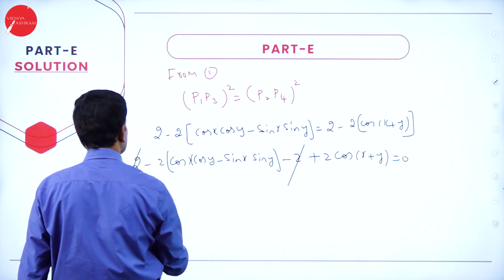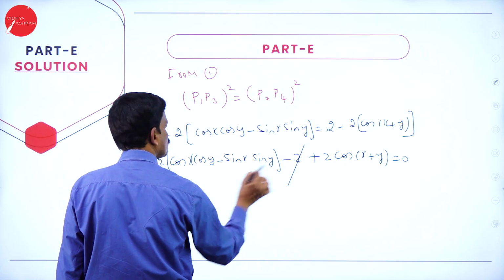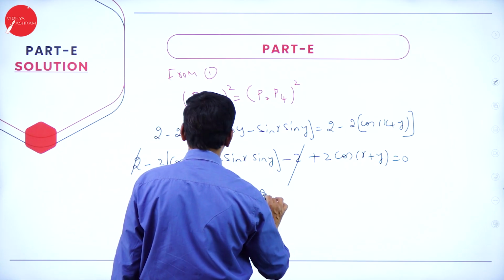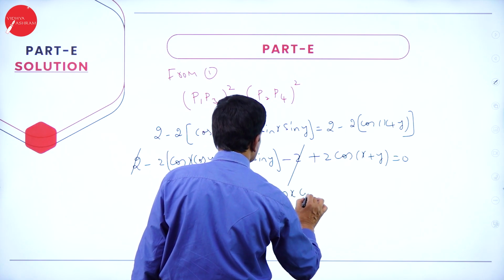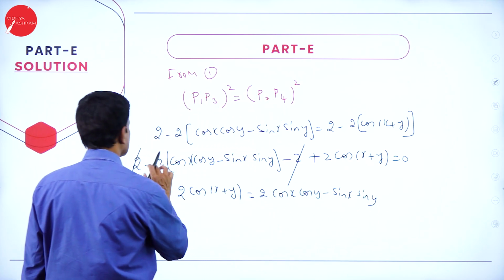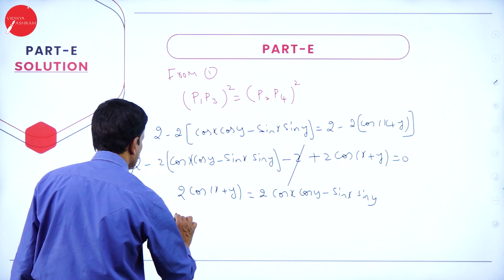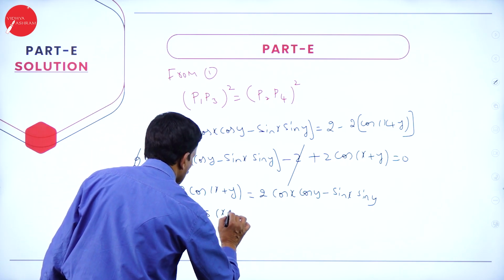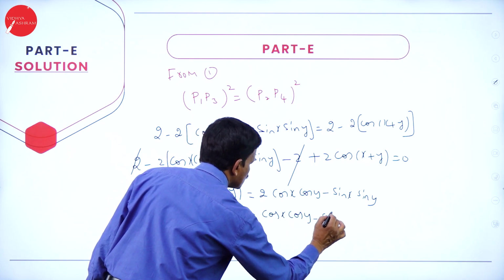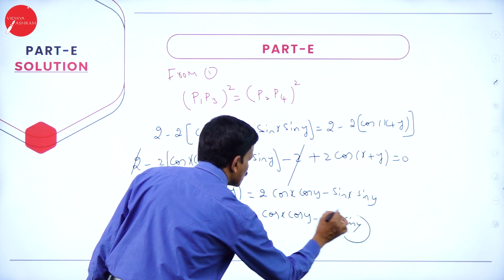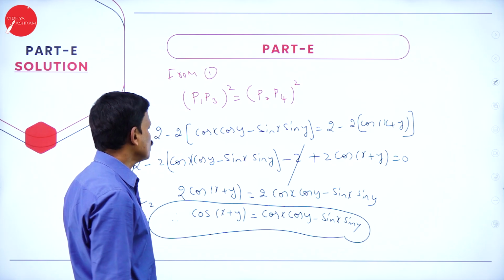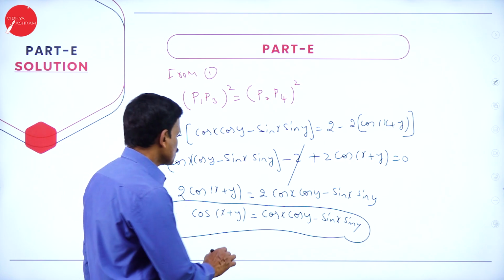So minus 2 plus 2 gets cancelled. What we have? 2 times cos (x plus y) is equal to, transfer this, minus becomes plus, 2 times (cos x cos y minus sin x sin y). Just this sign will change. So 2 gets cancelled, divide by 2. Therefore we can write cos of (x plus y) is equal to cos x cos y minus sin x sin y. That's all. So this is how we derive cos (x plus y) is equal to cos x cos y minus sin x sin y. So this is 6 marks.